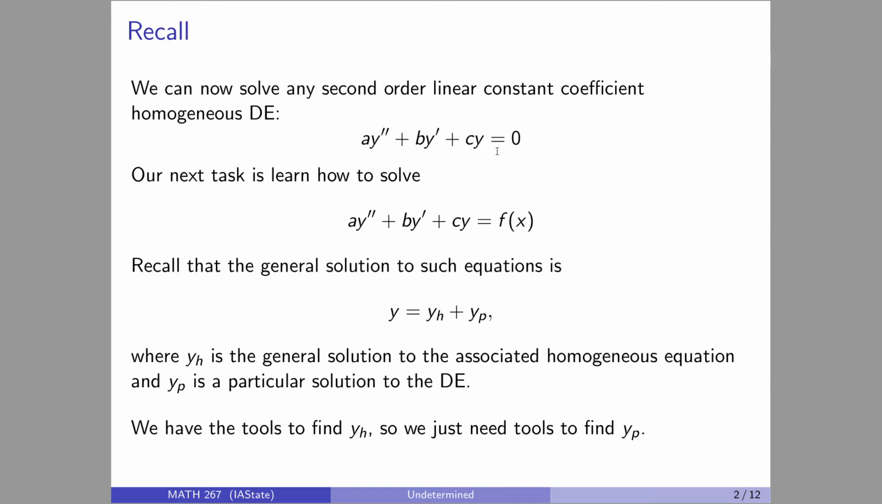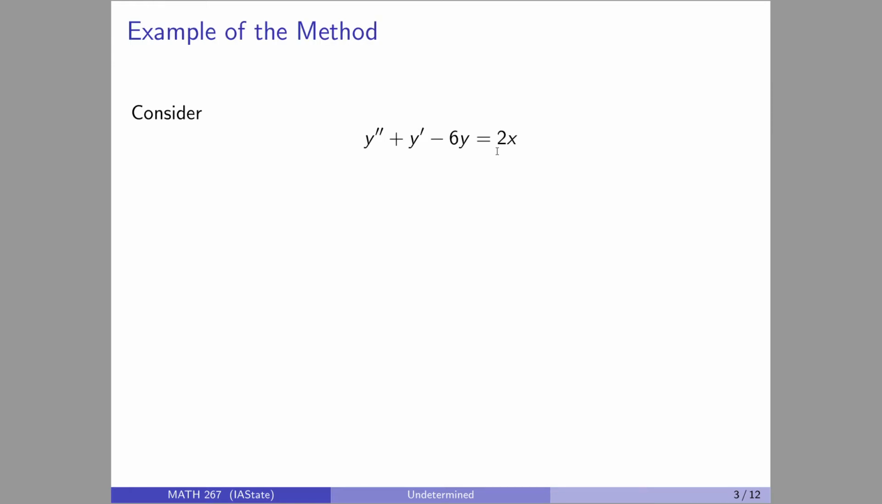So today we're going to learn the first of two methods, the method of undetermined coefficients, and then next time we'll learn the other method. Let's start off with a problem and get a feel for how things are going to go. Here we go: y double prime plus y prime minus 6y is equal to 2x. Linear, second order, constant coefficient, non-homogeneous.